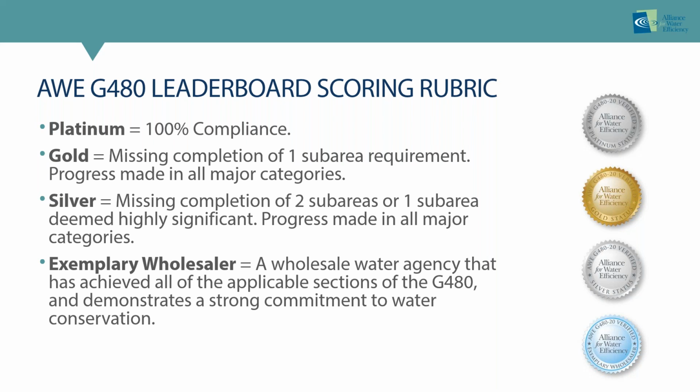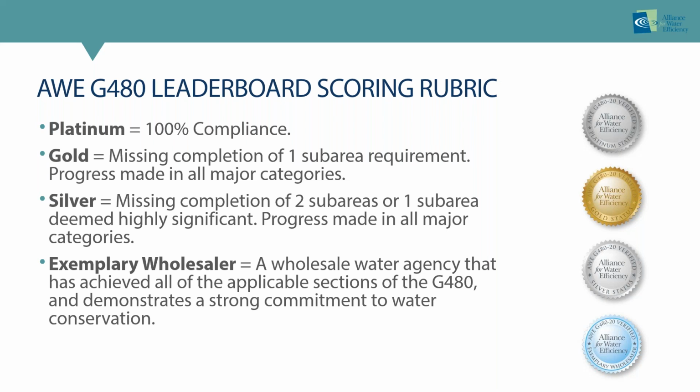Next, we have the AWWA Scoring Rubric. These are the general guidelines for how we score your submission and how your compliance level is determined. We have 4 different types of levels. We have Platinum for 100% compliance, Gold, missing completion of 1 sub-area requirement with progress made everywhere. Silver, missing completion of 2 sub-areas or 1 major sub-area that's deemed significant, again with progress made everywhere.